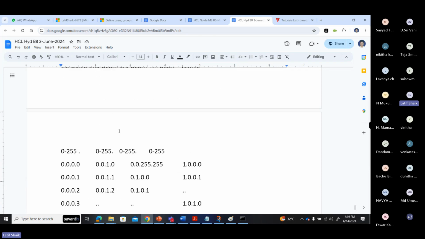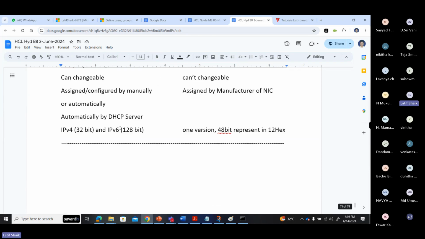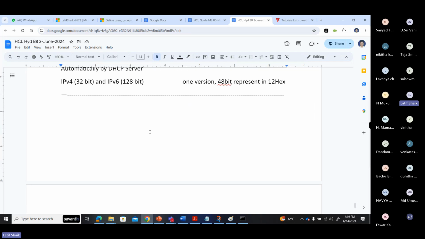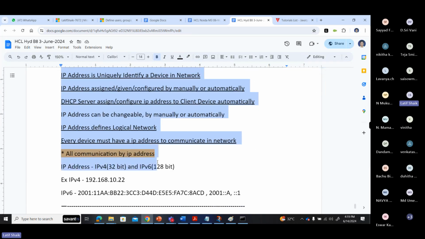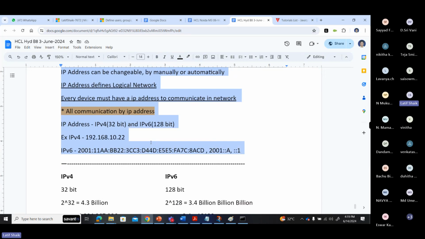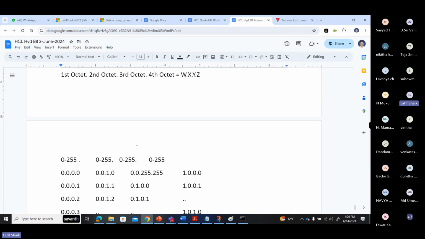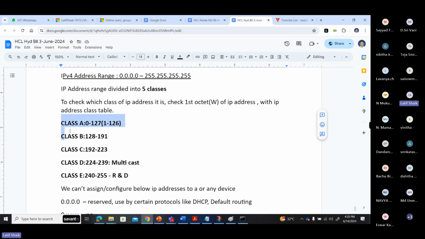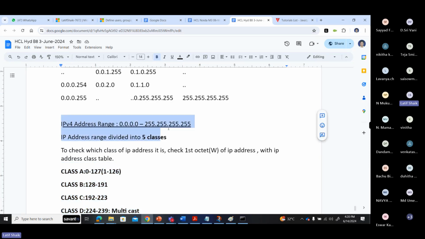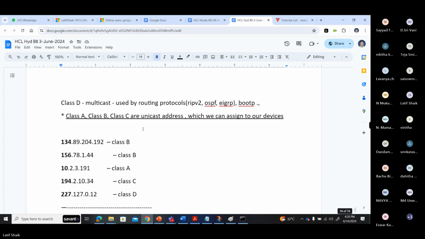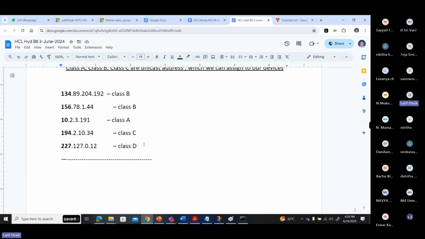Guys, again, I'm going back once. Important things: what is a MAC address, what is an IP address, the difference between MAC and IP address, one or two major differences between IPv4 and IPv6, and the IPv4 classification, the total range and the ranges of class A, class B, class C, and class D. That is a major point. Next, identification of the IP address class.